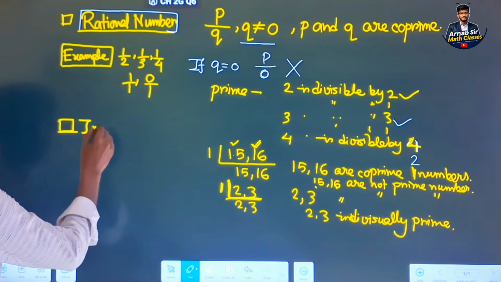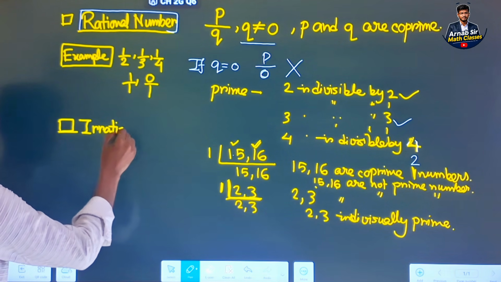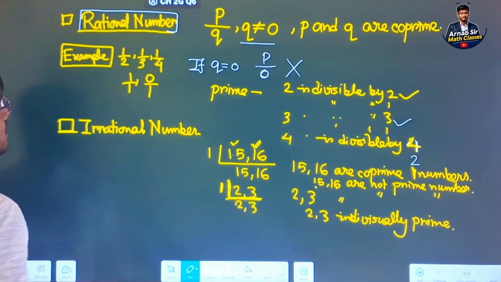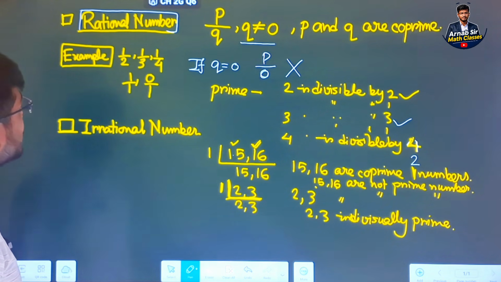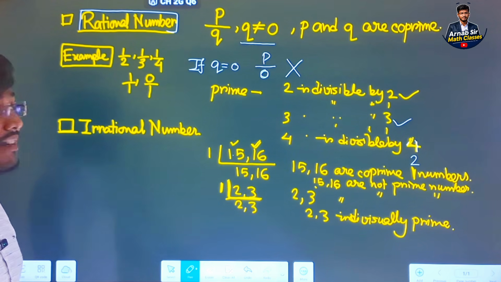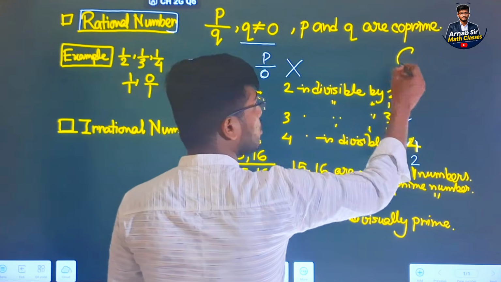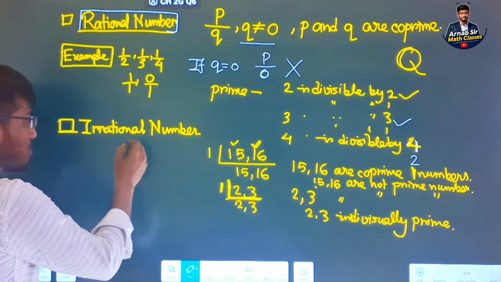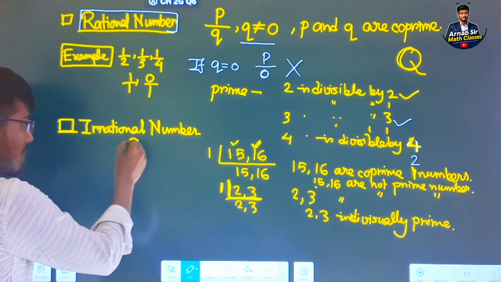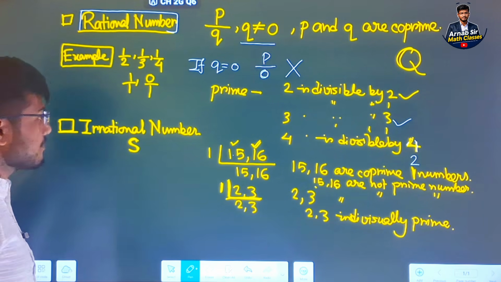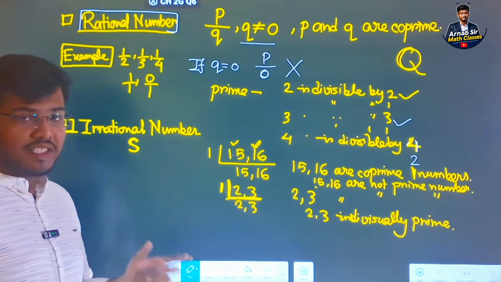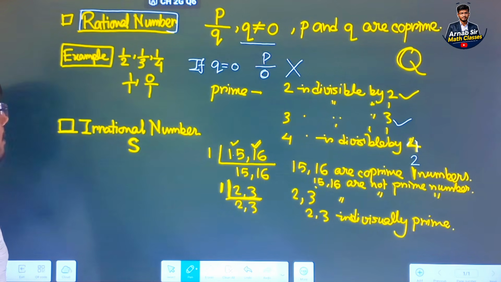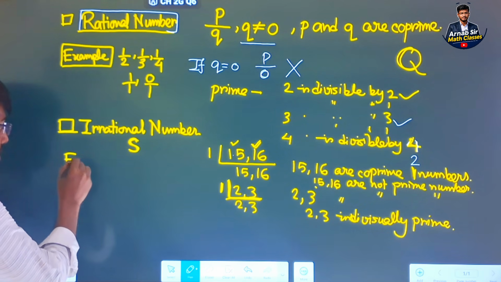Now I discuss irrational numbers. One thing you have to know: by which letter do we represent the rational numbers? We represent the rational numbers by Q. And we represent the irrational numbers sometimes by S or sometimes by P. In the class 9 NCERT book, it is represented by S. Clear?